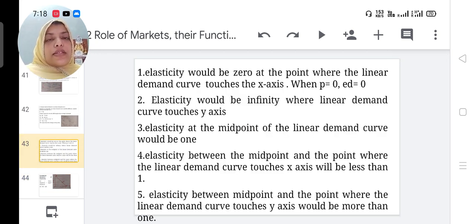Then elasticity would be 0 at the point where the linear demand curve touches the x-axis. That is when P equal to 0, ED is equal to 0. And elasticity would be infinity where the linear demand curve touches the y-axis. Then elasticity at the midpoint would be 1. Elasticity between the midpoint and the point where the curve touches the x-axis will be less than 1. Elasticity between the midpoint and the point where the curve touches the y-axis would be greater than 1.